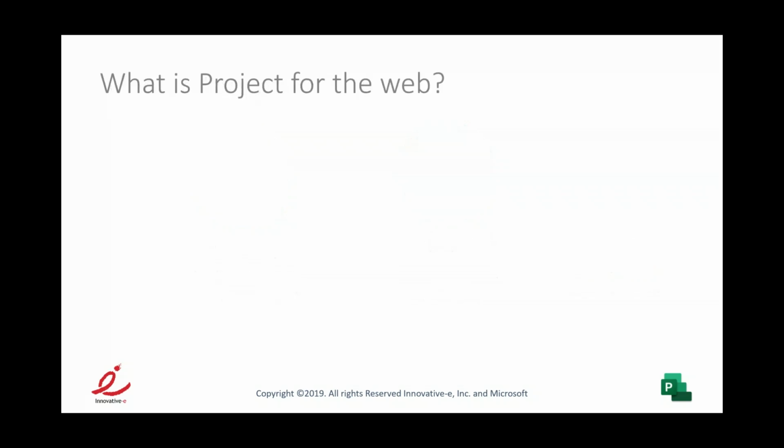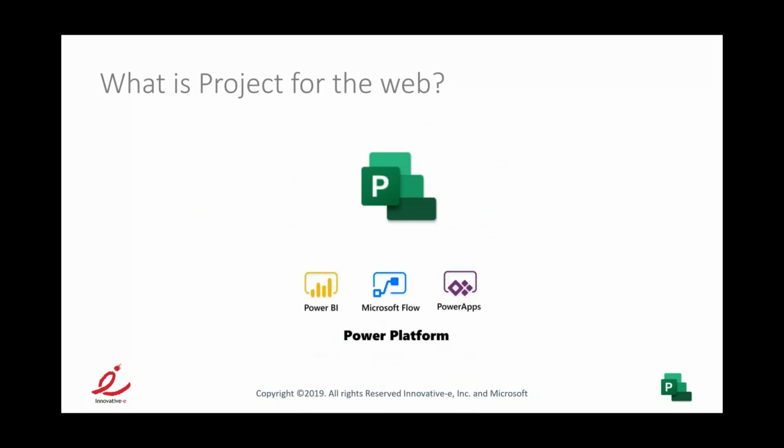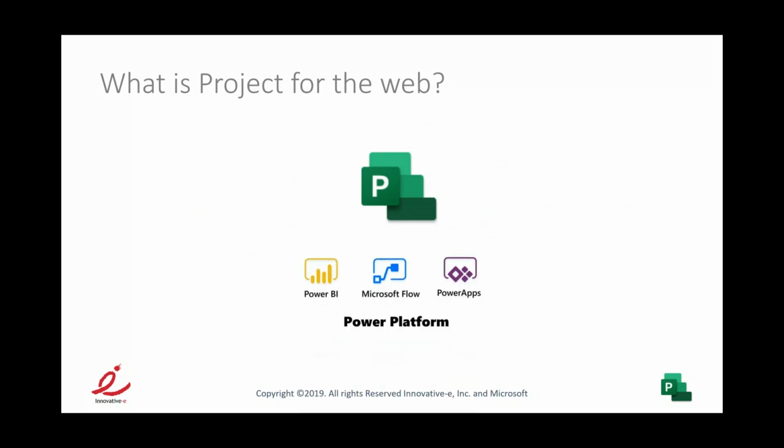So what is Project for the Web? Besides just a brand new logo, Project for the Web is a new, easy-to-use project management tool that's geared toward everyday project managers. And it's built on the Microsoft Power Platform, the same platform that has Power BI, Microsoft Flow, and Power Apps built into it.